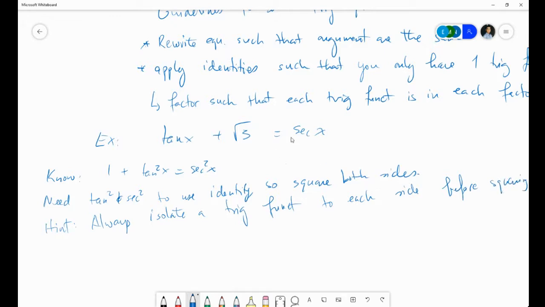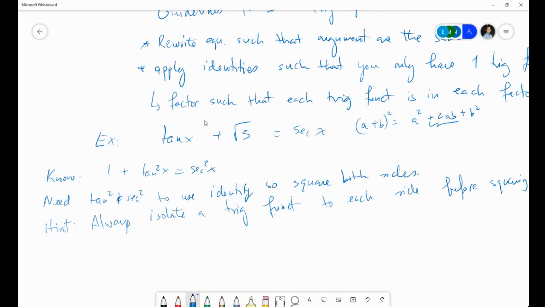So if I have, for example, secant on this side and it's set equal to 0, do not square it there. Remember that if you square a binomial, a squared plus 2ab plus b squared, the middle term will have a times b. That means if I have tan and secant on one side and the square root of 3 on the other side, when I square it out, I'm going to have tangent times secant, and that's going to make it more difficult for us to solve.